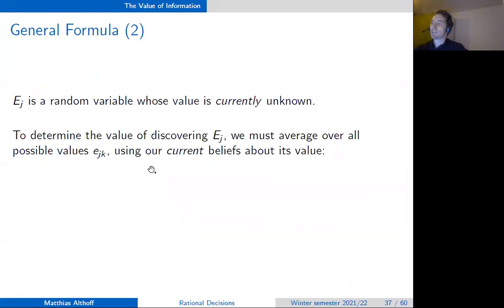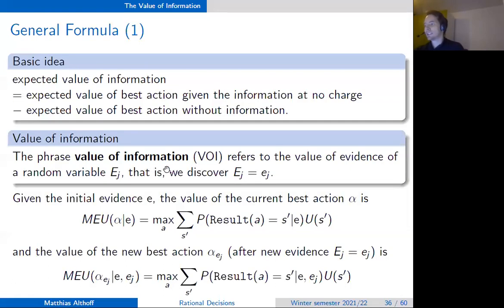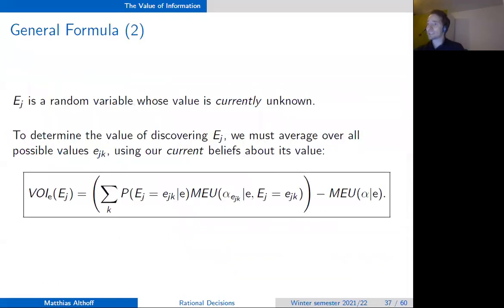Okay, the only thing that we haven't considered in this formula is that we don't know which value the random variable EJ will have. So if it's again a binary problem, it could be on or off. We don't know which one, or it could be one or zero or whatever. And so what we have to do is consider both cases and weigh the maximum expected utility for both cases with the probability that it will be one outcome or the other. So this is done here.